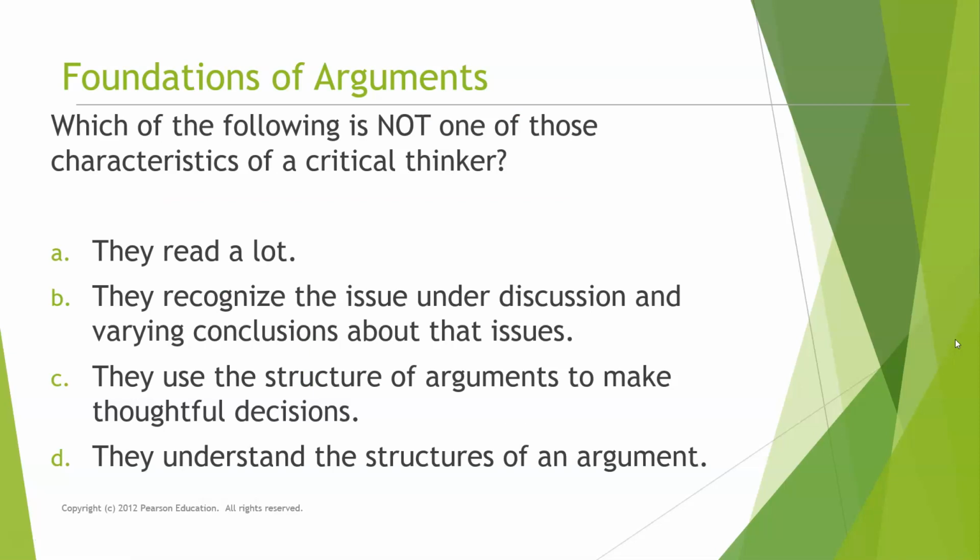Which of the following is not one of the characteristics of a critical thinker? So I'm going to read these choices and see where you're at, and then I will tell you the right answer. Is it A, they read a lot, B, they recognize the issue under discussion and various conclusions about the issue, C, they use structure of an argument to make thoughtful decisions, or D, they understand the structure of an argument? So I'll give you about 5 seconds here. See if you can get the right answer.